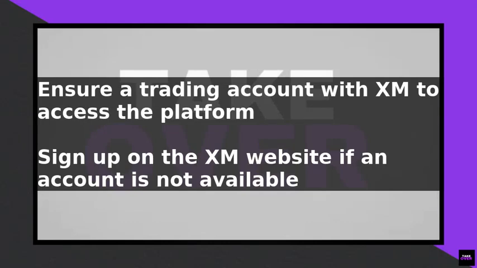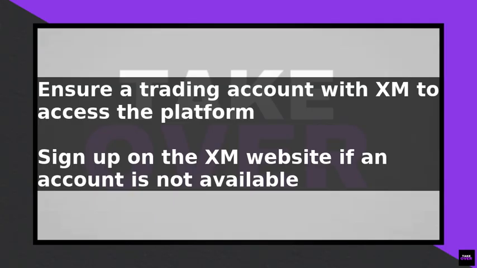To connect MetaTrader 5 with XM, you will need to follow these steps. First, ensure you have a trading account with XM, as this is necessary to access the platform. If you do not have an account, you can sign up on the XM website. Next, download and install the MetaTrader 5 platform from the XM website or the MetaTrader 5 website.